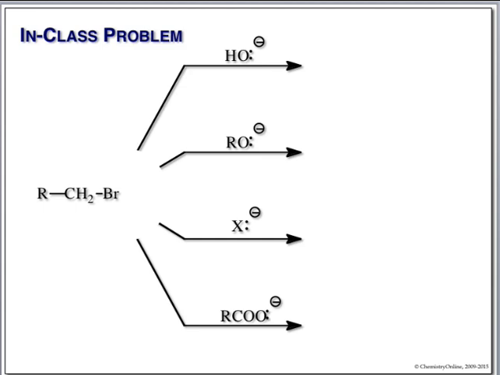The nucleophile is hydroxide anion. We're going to attack through the oxygen. The bromine is our leaving group. All we have to do is make a bond from the oxygen to the carbon. Our bromine is gone, and we have made a simple alcohol.